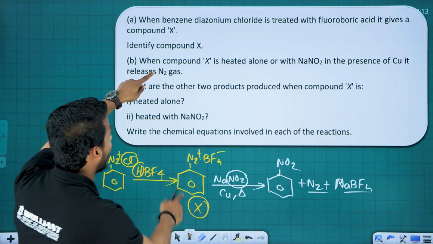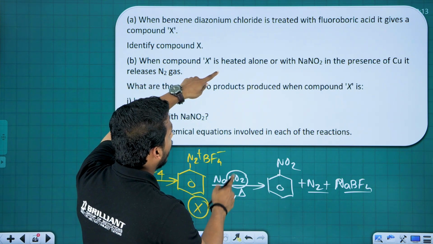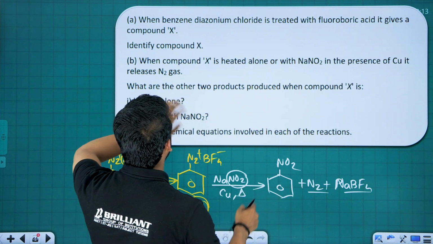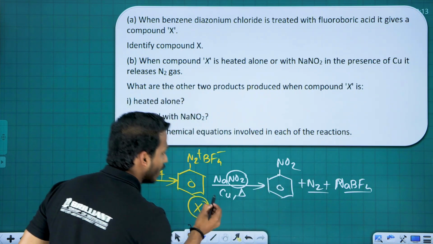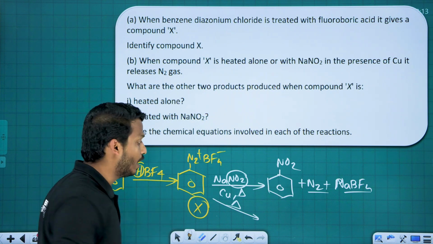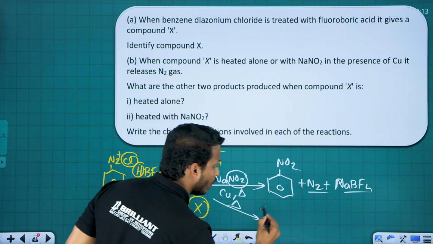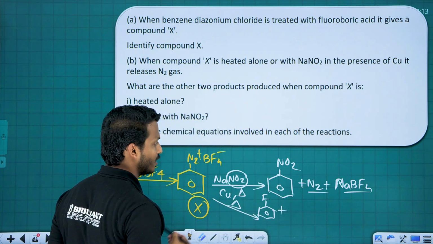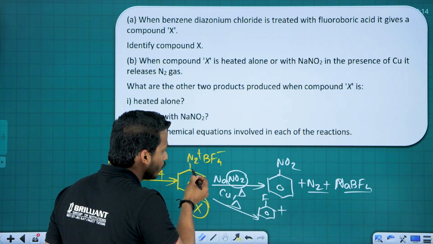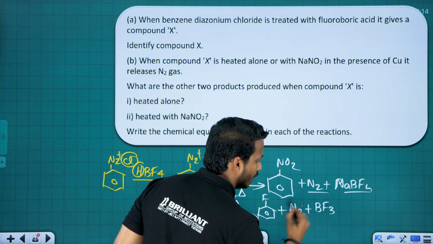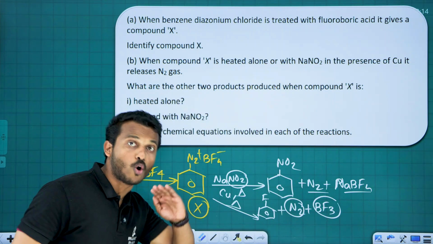So when compound X is heated alone or with NaNO2 in the presence of copper, it gives N2 gas. What are the other two products formed? What happened if you directly heat this one? Only heat, what happened? You will get fluorobenzene. That's our Balz-Schiemann reaction. One of the fluorine comes here, and N2 gas will be there, BF3 will be there. These will be the byproducts when you only heat.